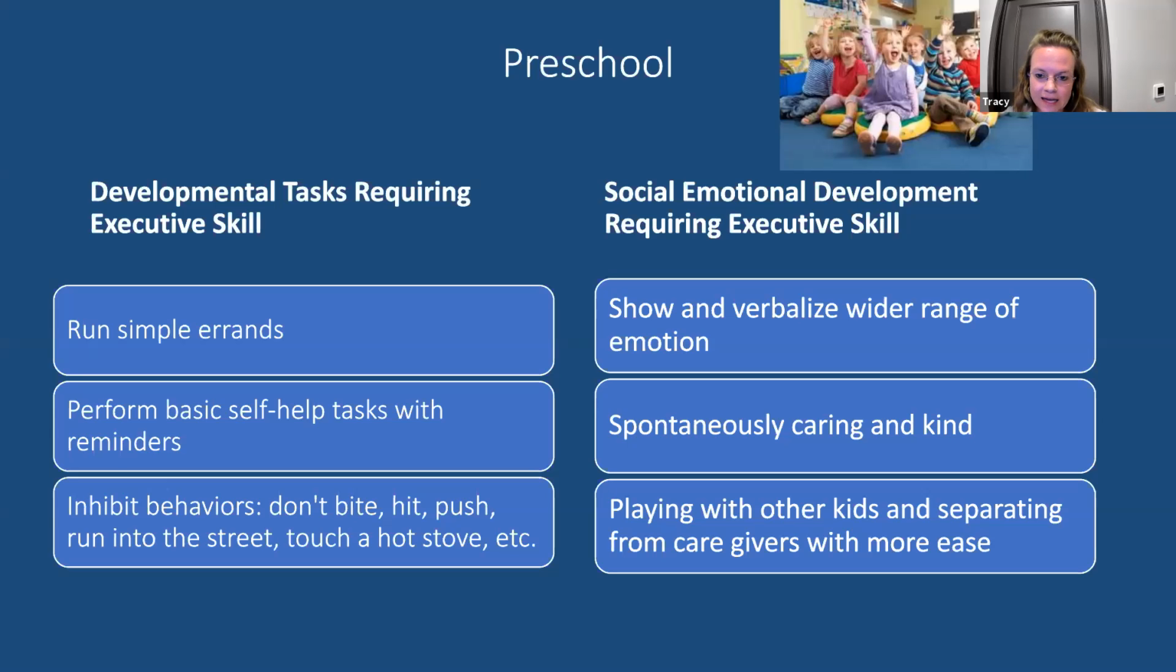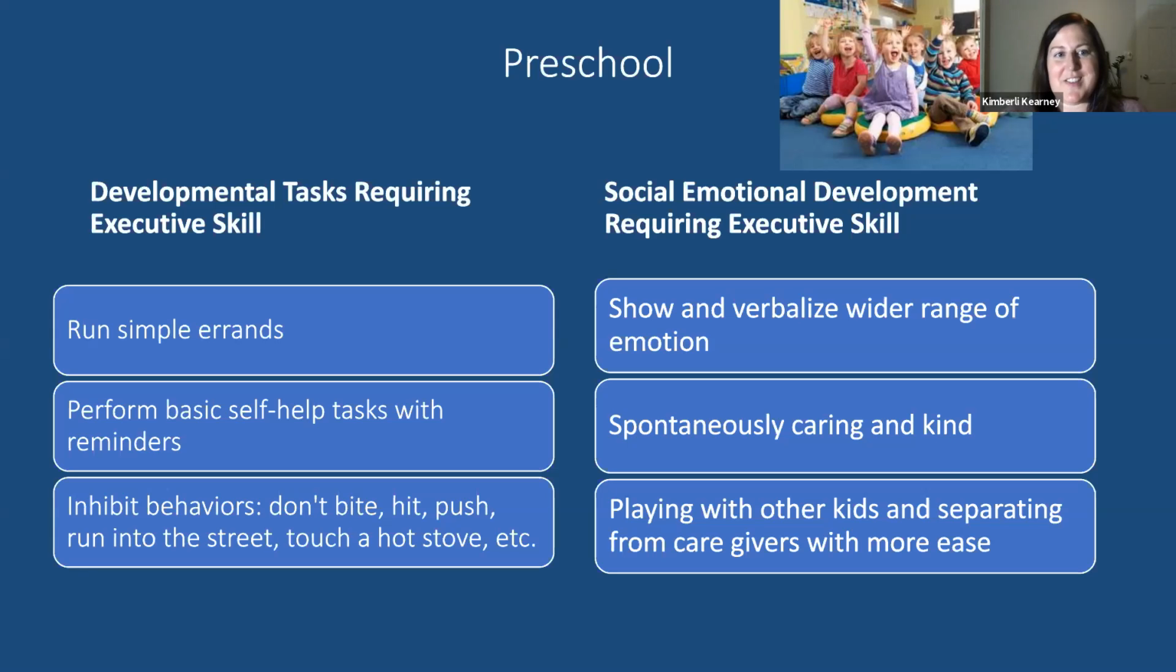At the preschool age, some tasks that require executive skill will include running simple errands. So this is like one-step directions, performing basic self-help tasks with reminders, and inhibiting behaviors like don't bite, hit, push, run into the street, or touch a hot stove. Those things are all going to rely on your planning, your working memory, and some self-regulation. That's the beginnings of all of those executive function skills.